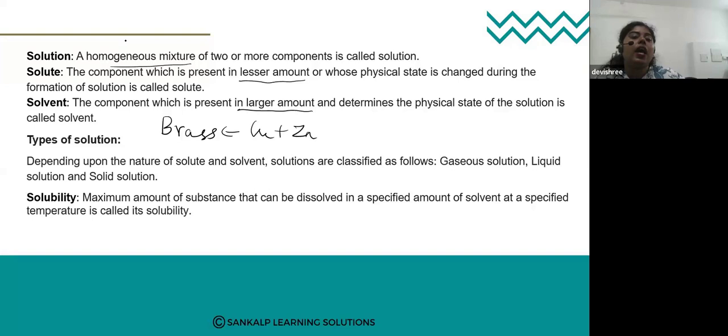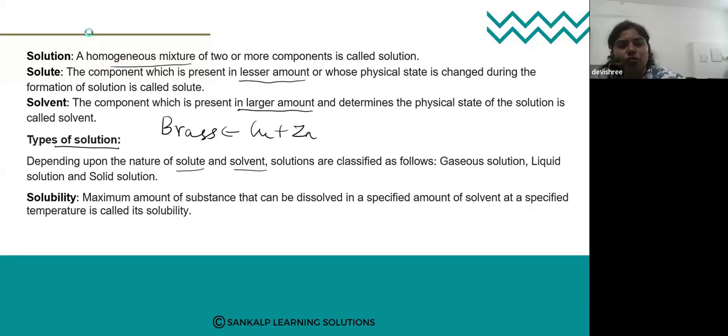That is called solution. So we have types of solutions. Based on the nature of the solute, how much it dissolves in the solvent, solutions are being classified into 3 types. Again, gaseous solutions you have, liquid solutions you have, and the last one is solid solutions. 3 types of solutions you have.